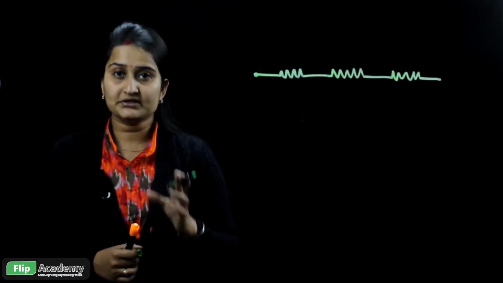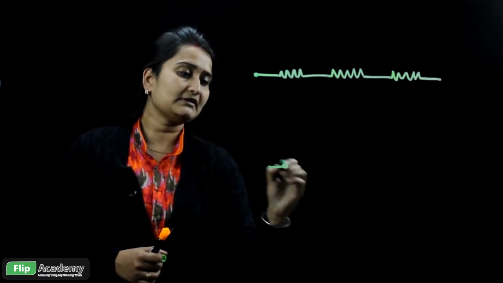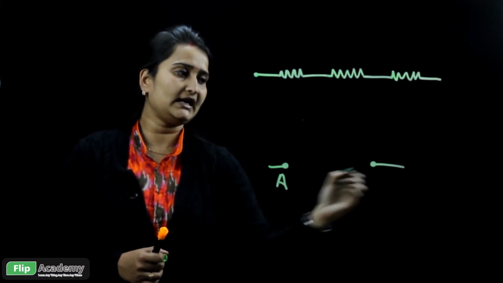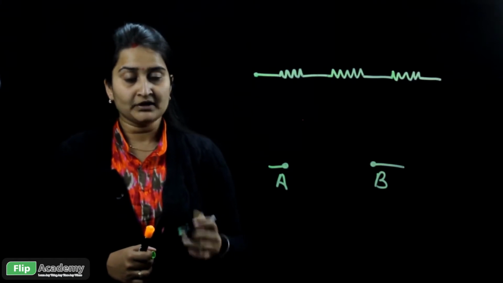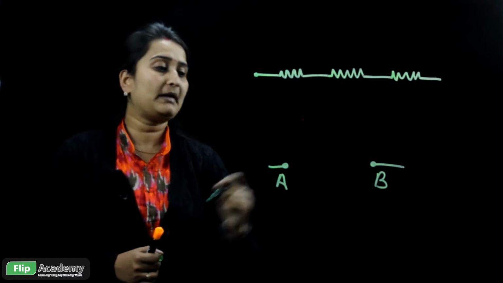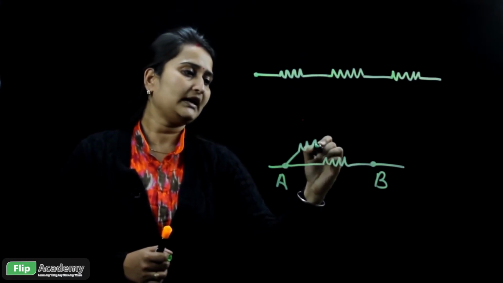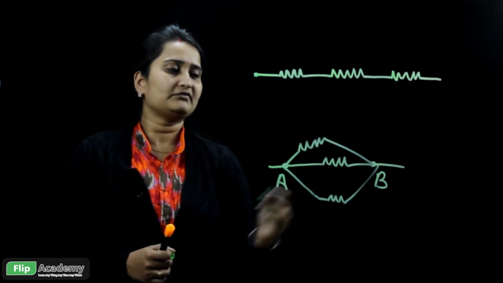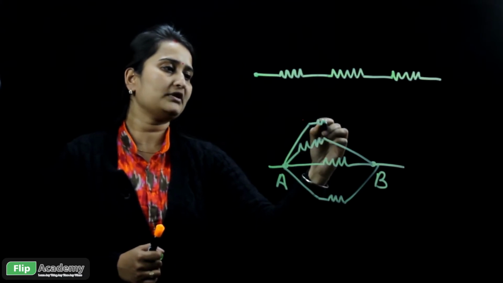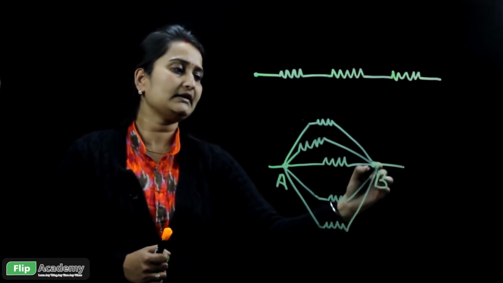Next we have parallel. In parallel, the resistances are connected between two points. If this is the first point and this is the second point, we call the first point A and the second point B. Then if we use two or three resistances, in a parallel connection these are connected between A and B. These are the three resistances connected between A and B. If you want to connect 4 resistances, you can connect them like this. If you connect 5 resistances, you can connect them like this.